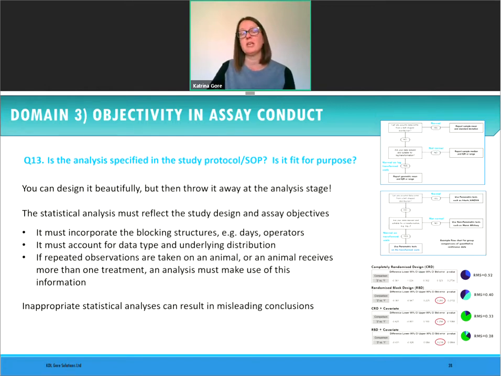If you don't incorporate that, you are inflating your random variability that's used in your signal to noise ratios, your t-tests, your ANOVA, for example. You must account for data type and the underlying distribution of your data. If you've taken repeat observations on an animal, or your animal can receive more than one treatment in a crossover study, your analysis must make use of this information. It's introduced correlation, it's introduced hierarchy of variability, and you'll just be ignoring that if you just reach for your favorite t-test. Inappropriate statistical analyses can result in misleading conclusions.